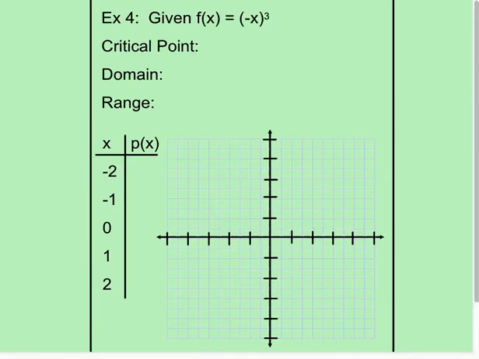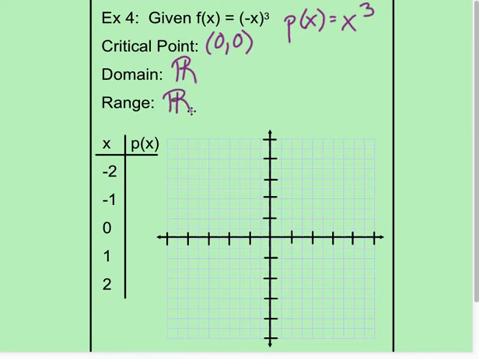The next parent function is our cubic. Again, when it's just a reflection, that critical point doesn't change. The reflection is multiplying by a negative, and because most of our critical points are 0, 0, multiplying 0 by a negative doesn't change anything. Domain, you can cube anything, so we've got all real numbers. Range, we get all possible values when we cube numbers as well, positives and negatives.